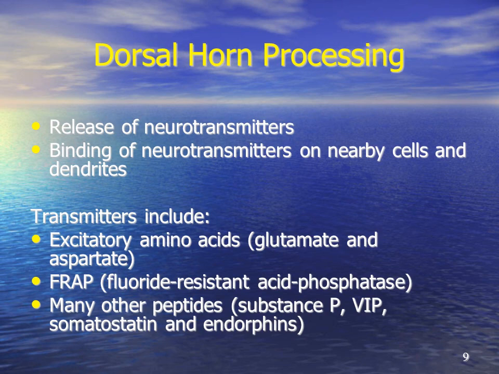The dorsal horn is a very complicated area in terms of the ongoing transmission of the pain process. There's a release of neurotransmitters and binding of neurotransmitters on cells, and those transmitters include excitatory amino acids, importantly glutamate and aspartate, and others have been described such as fluoride-resistant acid phosphatase and many other peptides, including vasoactive intestinal peptide, somatostatin, and endogenous endorphins.